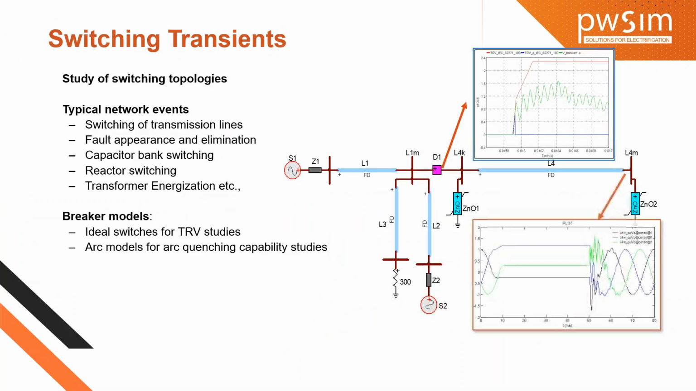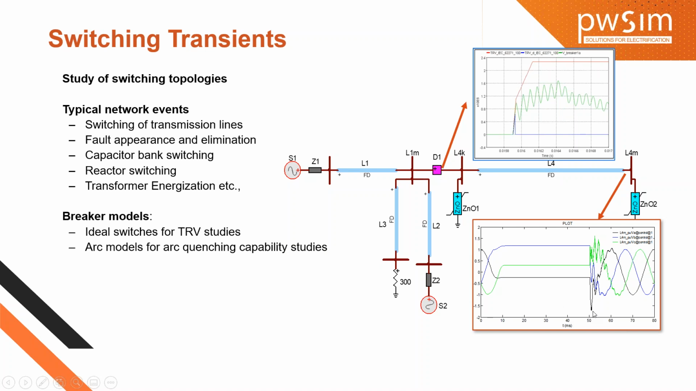Next one is switching transients. We all know switching transients are mainly because of typical network events like energization of transmission lines or cables, fault appearance and its clearance, capacitor bank switching, reactor switching, load rejection, and transformer energization. At that time we get switching transients, so it is very easy to study those switching transients. In this example, we are energizing the transmission line L4. This is a frequency dependent model we have modeled, and we have energized this transmission line L4 with trapped charges by using this breaker.